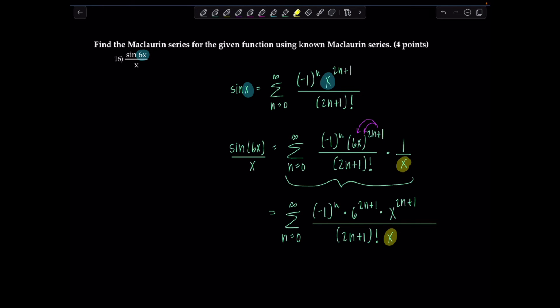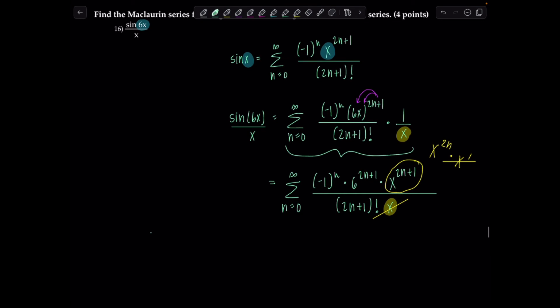And then hopefully you see one more thing we can do, right? So x to the 2n plus 1, that's x to the 2n times x to the first, right? So that x can cancel with the x in the denominator. And at long last, we have our Maclaurin series. So sine of 6x over x, let me just rewrite what they wanted, is the sum, n equals 0 to infinity, -1 to the n, 6 to the 2n plus 1, x to the 2n over 2n plus 1 factorial, okay?